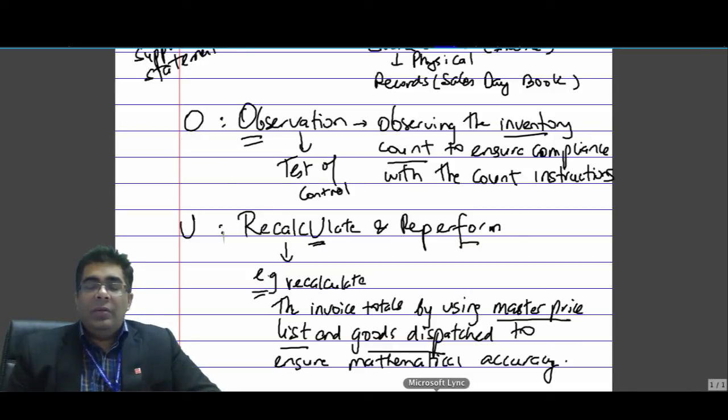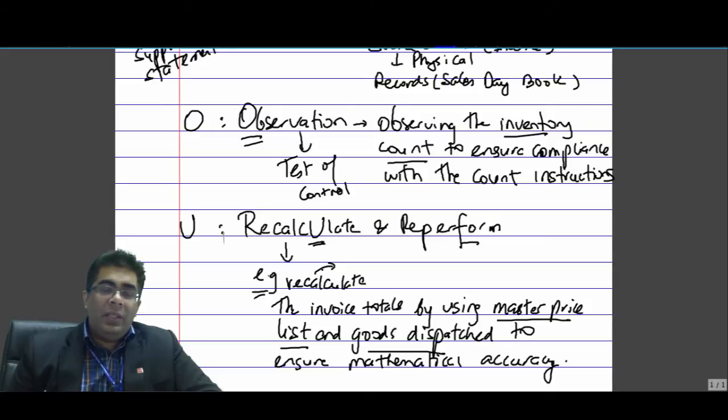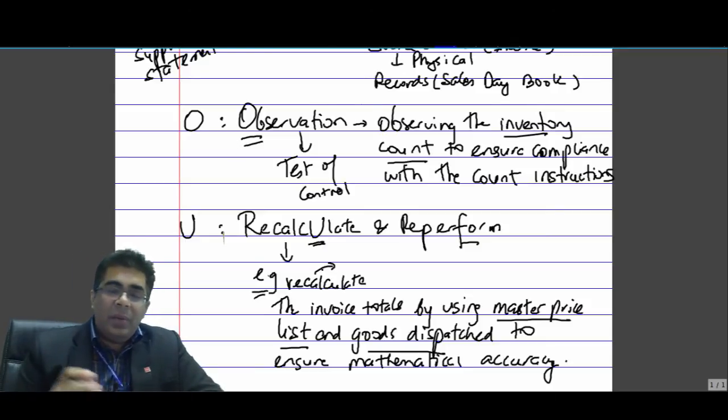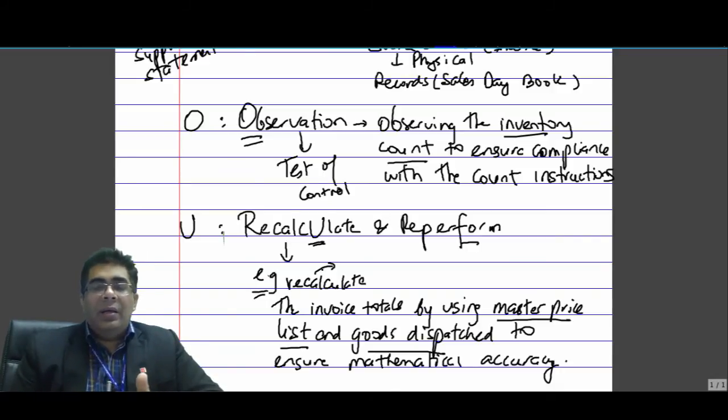Yeah, so recalculate, meaning you are counting again. So that is very much a substantive procedure, because you are not relying on the client's figures, you are counting the formulas again. So you know that the invoice total is the price multiplied by quantity. You take your calculator and then you count again. When I used to audit banks, I take the calculator and I know the interest rates, I know how much is the outstanding balance, and then I will count again. Is the interest computation correct, accurate or not? Yeah, so this is about the accuracy.